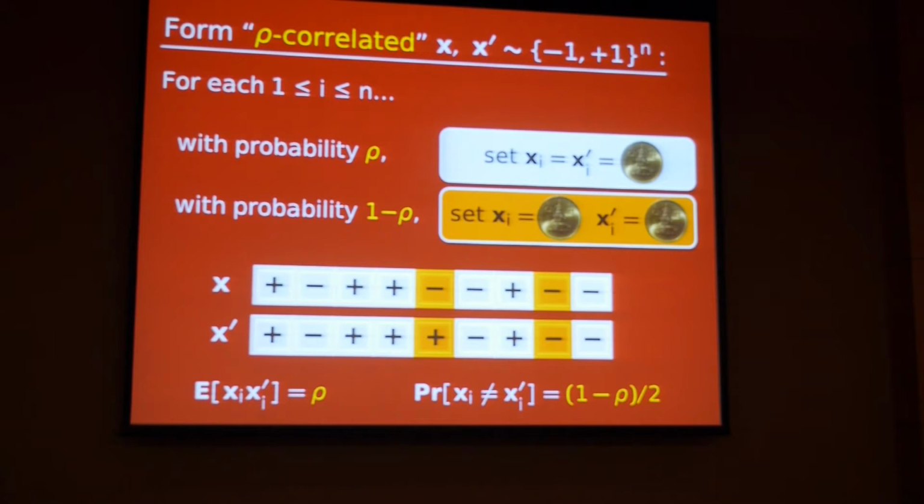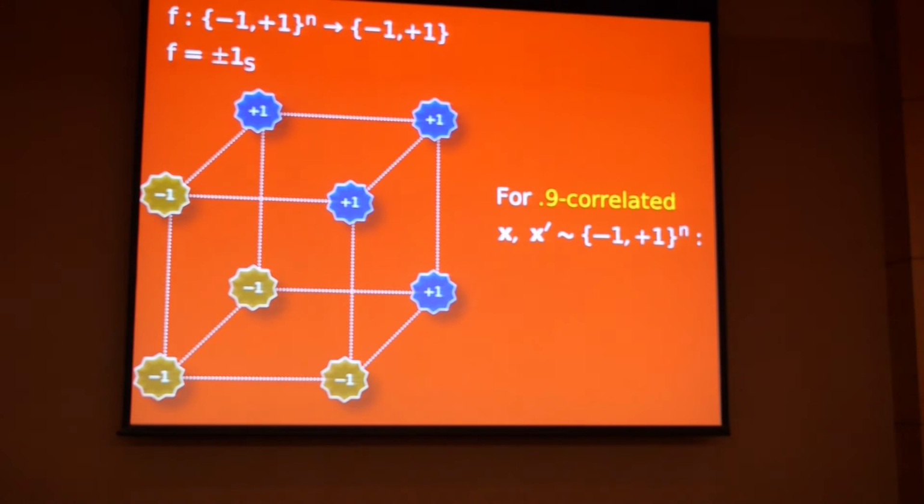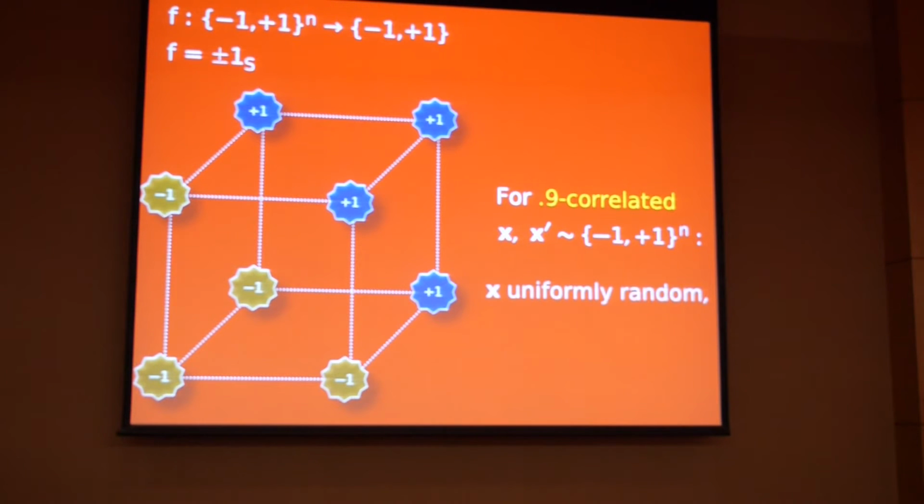So this is a way of generating two points on the discrete cube, and let's look at the picture again. Let's say rho is 0.9. Okay? So then for 0.9-correlated strings, if you think about the second model, what happens is that the first input, x, is just a uniformly random vertex of the cube, maybe this one.